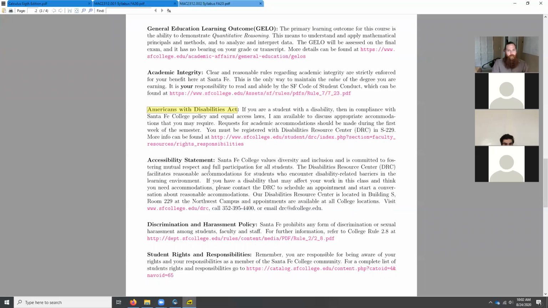ADA, so the Americans with Disabilities Act. If you're registered with the DRC or you intend on registering with the DRC, or you have a disability that you think would give you any testing accommodations or other academic accommodations, please let me know, whether that's a note taker or a quiet environment to test or extra time on tests and quizzes, whatever it is, talk to the DRC and also talk to me.